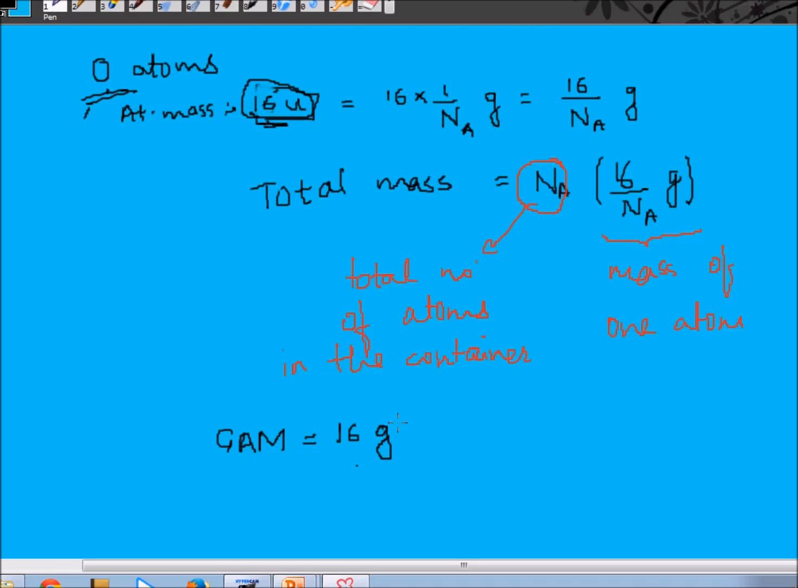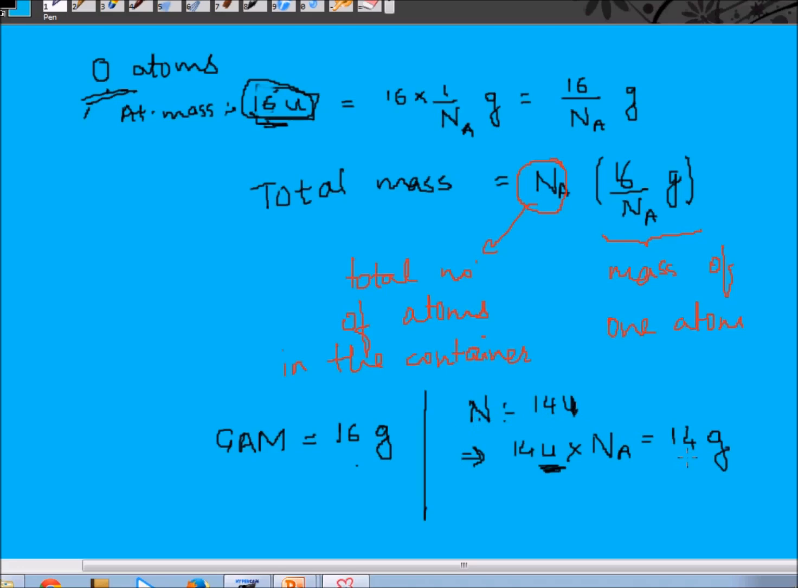So if you make this calculation for any other element, let's say we make the calculations for nitrogen, what we'll get is that 1 atom of nitrogen weighs 14U. Alright, so 1 mole atoms of nitrogen will weigh 14U into Na, that is 1 gram atom of nitrogen, and 1U is again 1 by Na gram. So again I will get 14 gram. Na will get cancelled. So 14U into Na will be 14 gram. Hence nitrogen's atomic mass is 14U, but gram atomic mass is 14 gram.